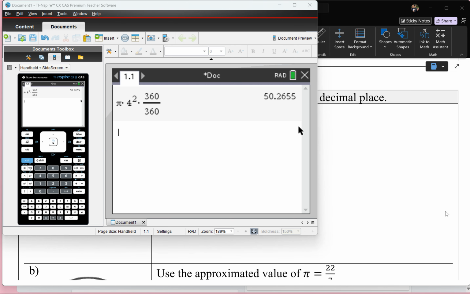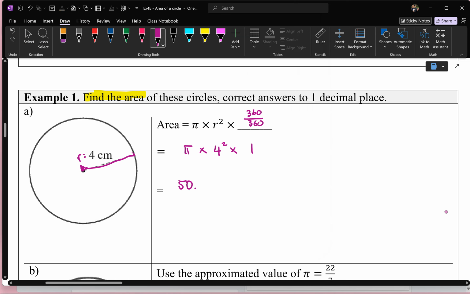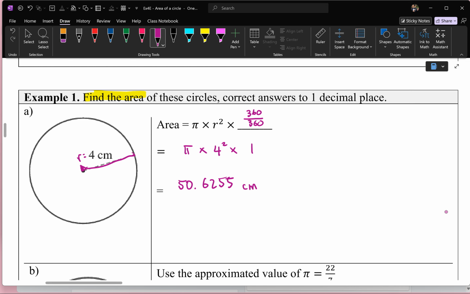Write that down. So here we go. We get 50.6255. Don't forget the units. What's my units? Centimeter, but because it's area, I'm missing the squared. Now the language when we use area, we don't say centimeter squared. That means something else. This actually is called squared centimeters.